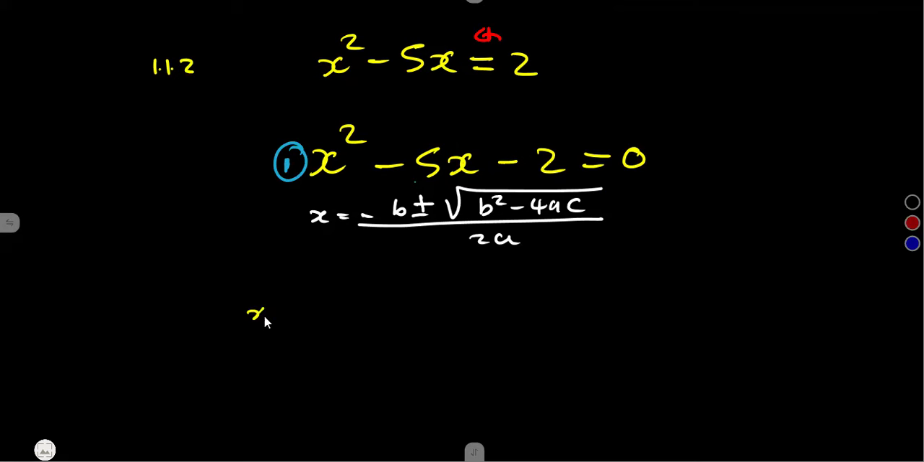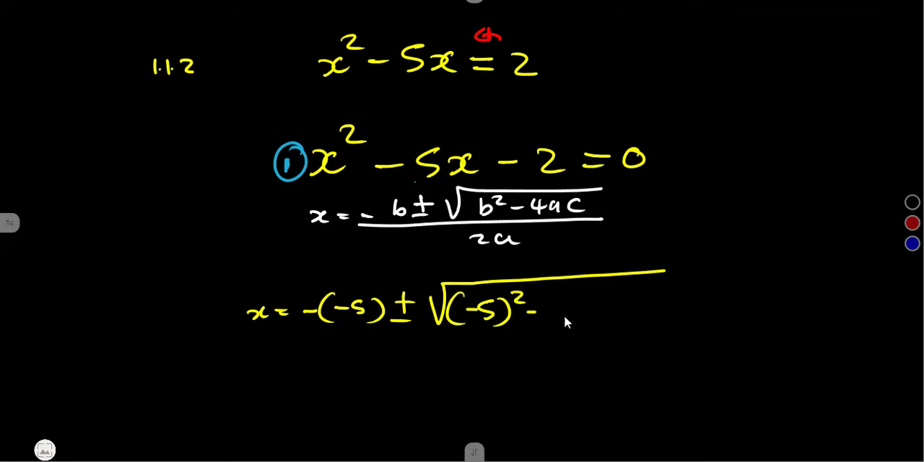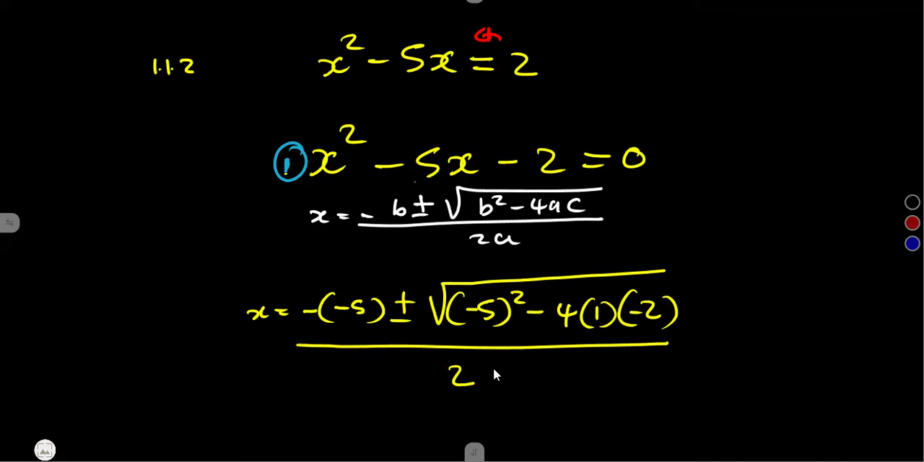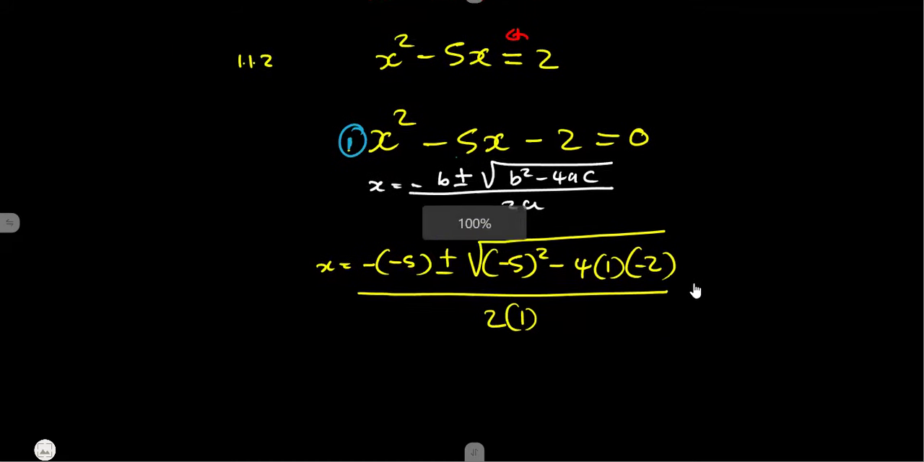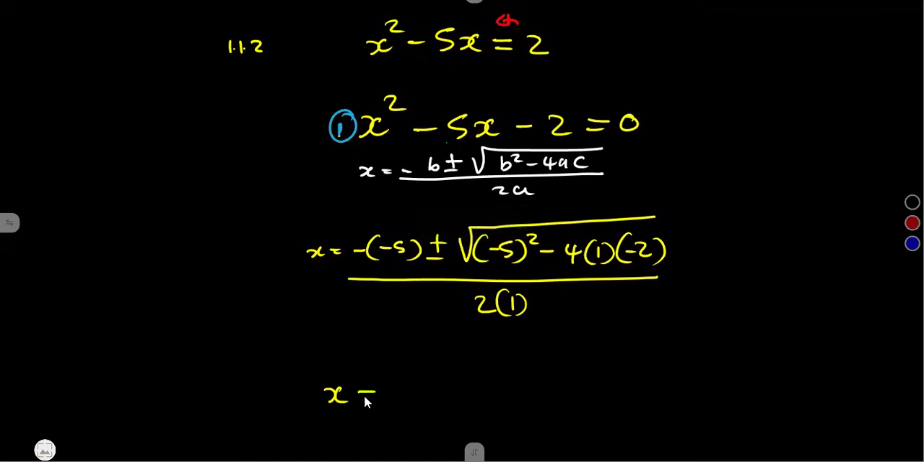So let's substitute. So x is equal to minus our b, which is the coefficient of x, that's a negative 5, plus or minus the square root of b squared. Our b is negative 5, so that's negative 5 squared, minus 4 times a, the coefficient of x squared, times c, which is negative 2. Everything over 2 times a, which is 2 times 1. So that's it with this part, guys. We can simplify in as much as we can. So x is equal to minus, that's a positive, 5 plus or minus the square root of here.